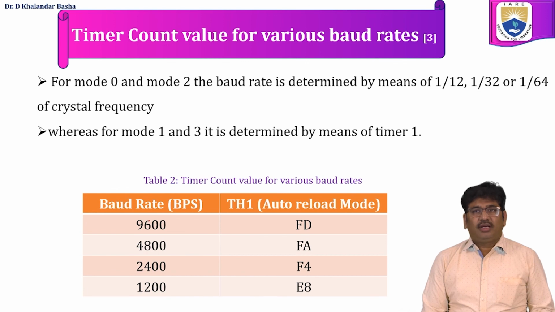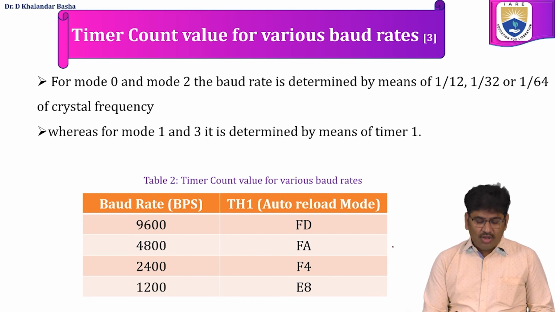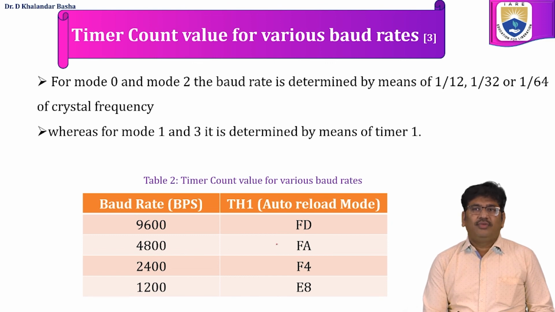For setting the baud rate, the values which we have to load into the TH1 register of timer 1 are shown in table 2. For 9600 baud rate, the value we have to load into the timer 1 TH1 register is FDH. For 4800 baud rate, we have to load the count into the TH1 register as FAH. For 2400 baud rate, the value which we have to load into the TH1 register of timer 1 is F4H. For 1200 baud rate, we have to load the TH1 register of timer 1 with E8H.